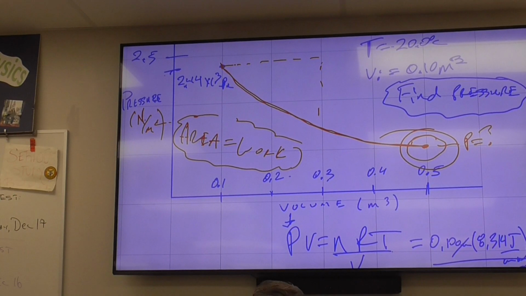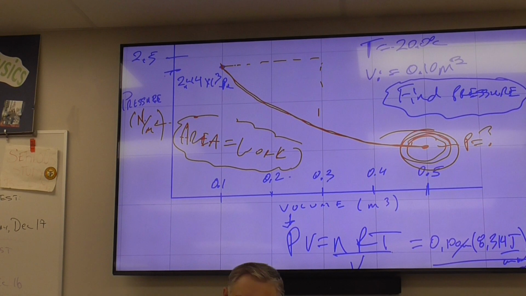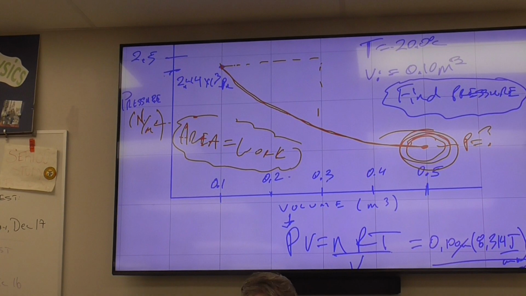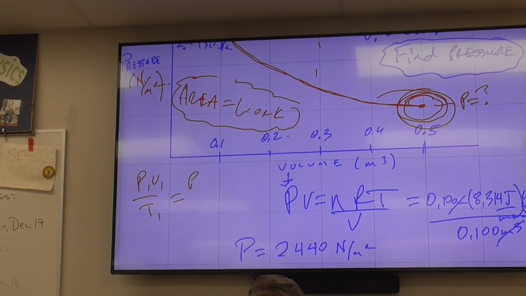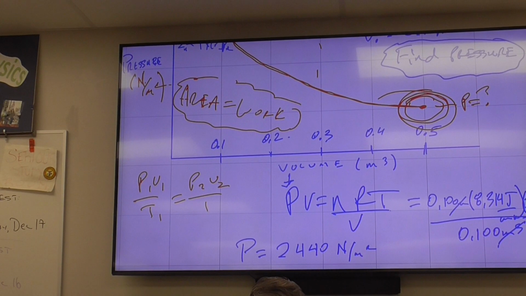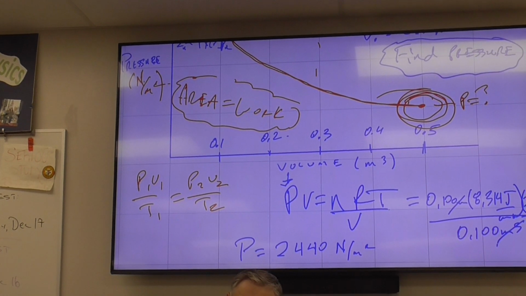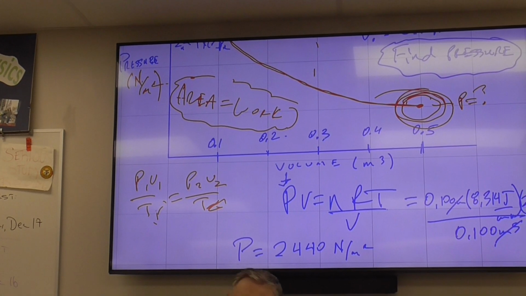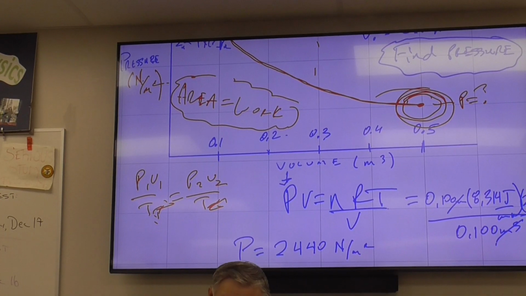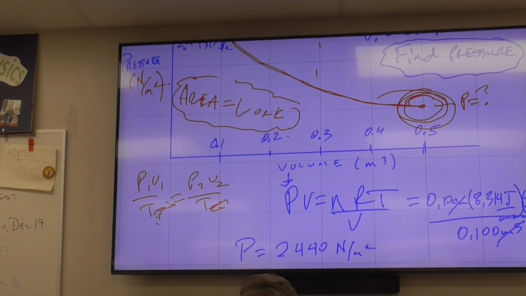So I need to find that new pressure. So how can I do that? Math. Calculus. That narrows it down. So you know that P1 V1 over T1 equals P2 V2 over T2. True? But it's isothermal, so you get rid of the T's. I don't have to worry about the temperatures, right? Those are gone. That's, by definition, what isothermal is, same temperature.